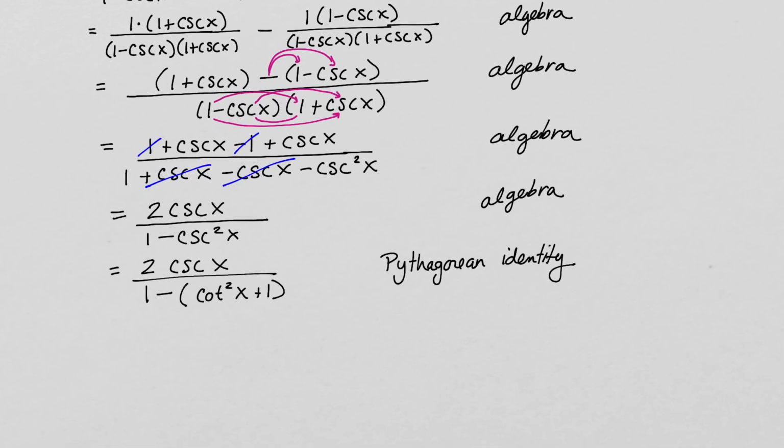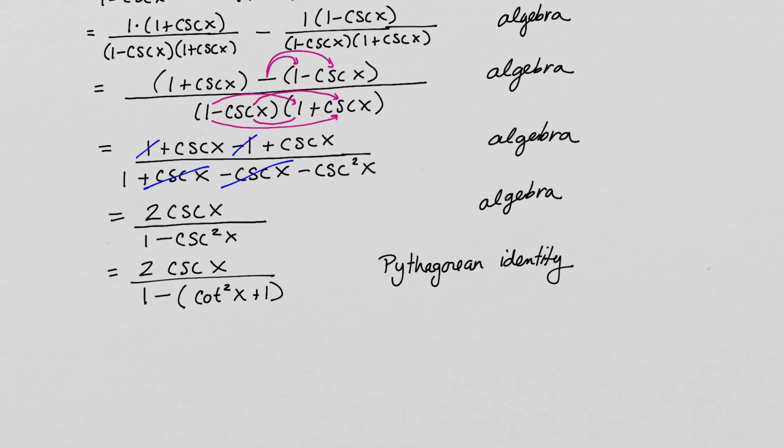And let me move this up here a little bit. So now I could distribute that negative in the bottom. So I've got 2 cosecant x on top divided by 1 minus cotangent squared x minus 1 on the bottom. That's just some algebra. And again, my 1 and my minus 1 would cancel.